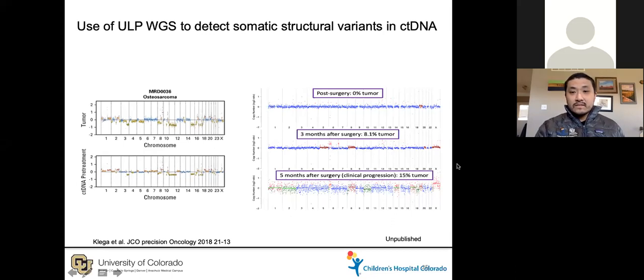The right side is unpublished data, but you could also find in a serial sample that post-surgery, when you were supposed to be theoretically in CR, you really don't find anything even in ultra low passage. 3 months after surgery, you start finding these chromosomal rearrangements, so copy number alterations. And then 5 months after surgery, when the patient is clinically progressing, you can actually find a lot of tumor DNA just by this ultra low passage.